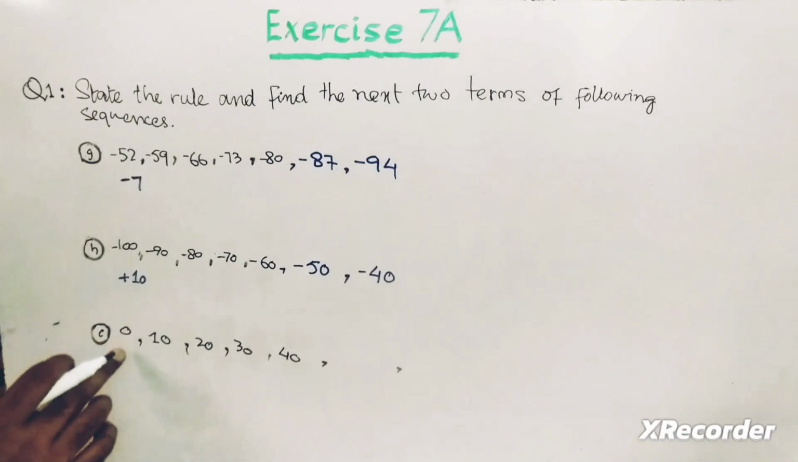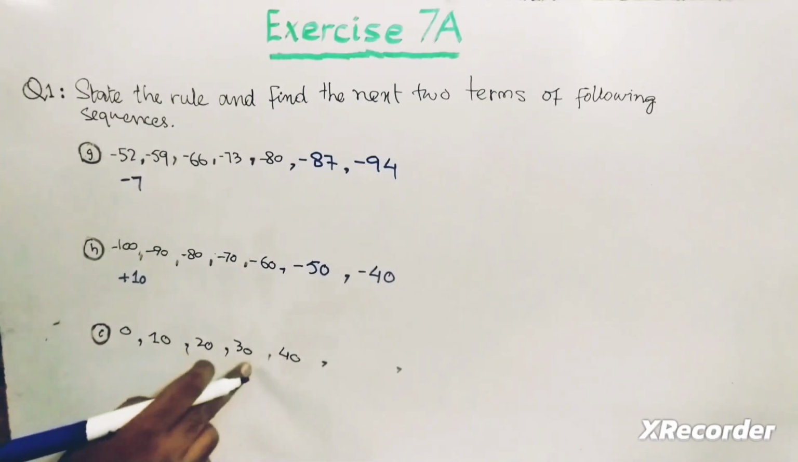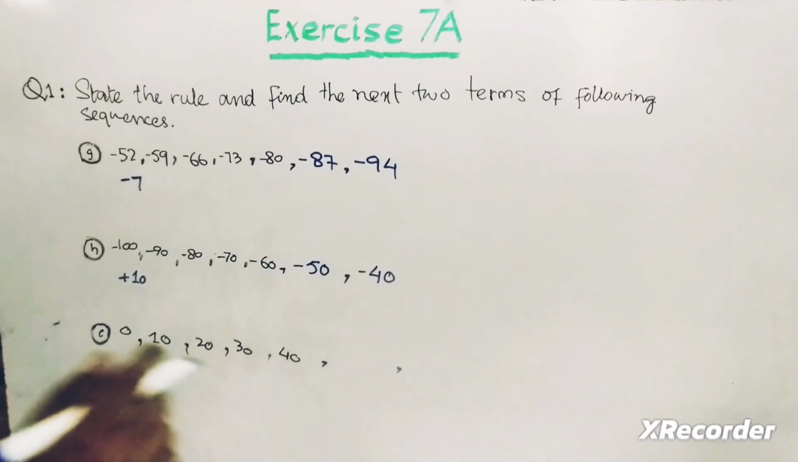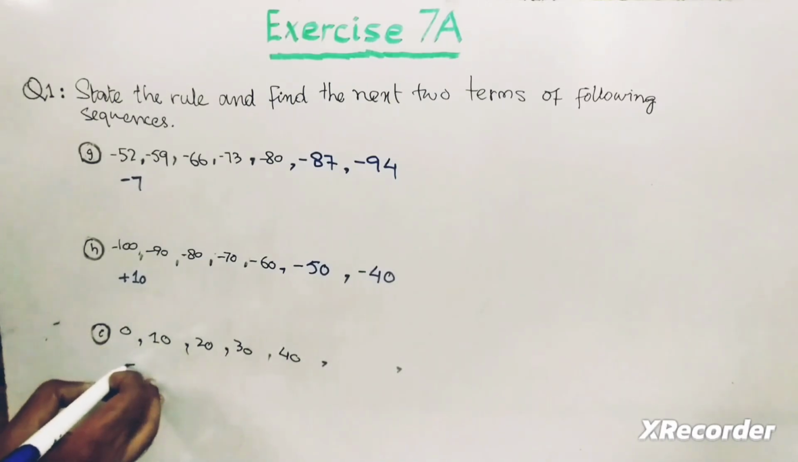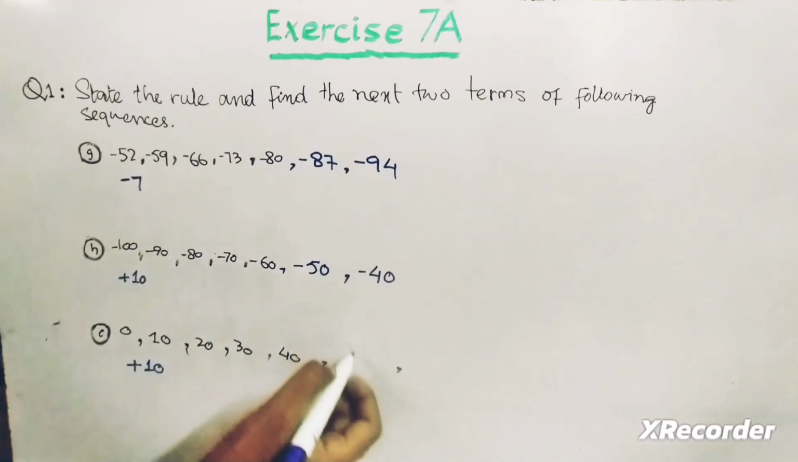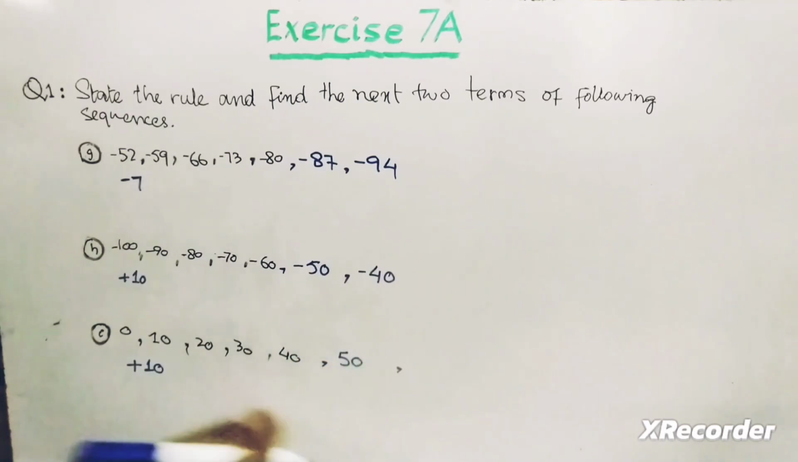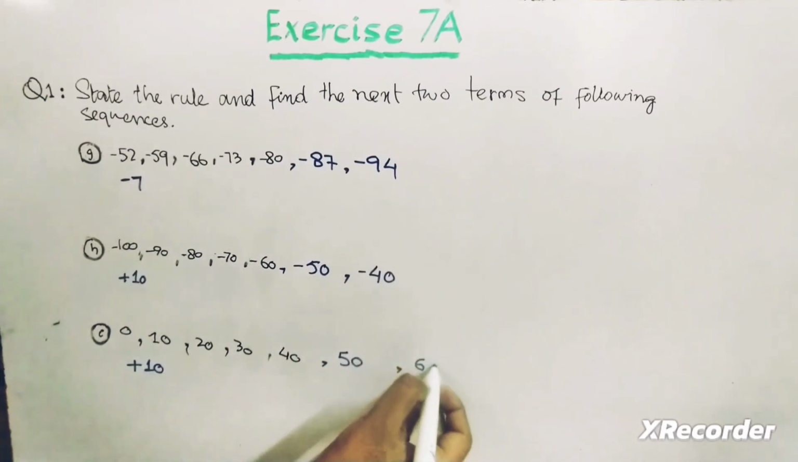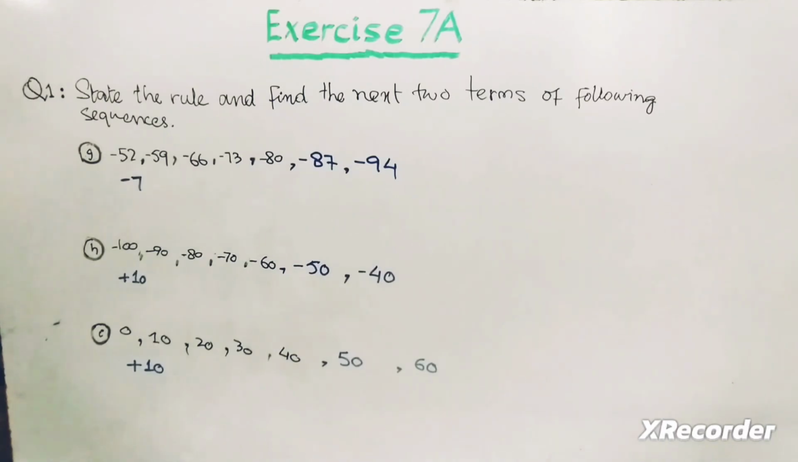Part I, 0, 10, 20, 30, 40. This is a very simple sequence. We have to just add 10 to each term. So 40 plus 10 is 50, and then 50 plus 10 is 60. These two are our required terms.